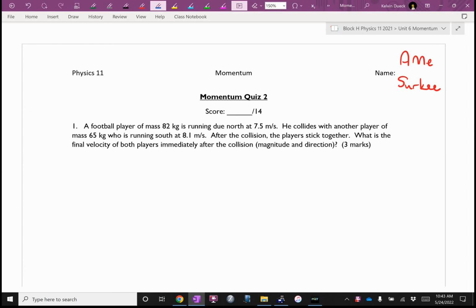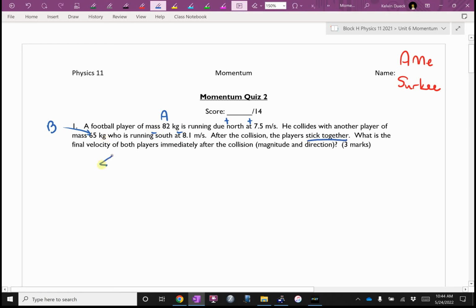So now I'm going to be lazy but organized. I'll call this mass A. I'm going to call north positive. Here's mass B, and it's south, so I'm going to call that negative. And then I notice they stuck together. They want the final velocity after the collision.